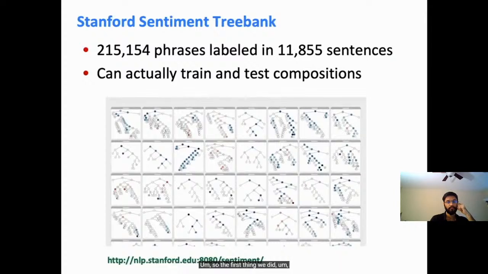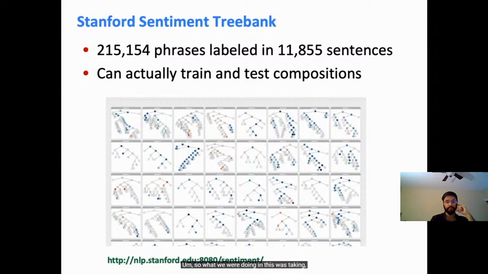So the first thing we did was we built a tree bank of sentiment trees where we got people to rate sentiment. And so this led to the Stanford Sentiment Treebank, which is still a data set you often see used in various evaluations with a whole bunch of data sets. Indeed, it showed up in TreeRNN NLP last week.